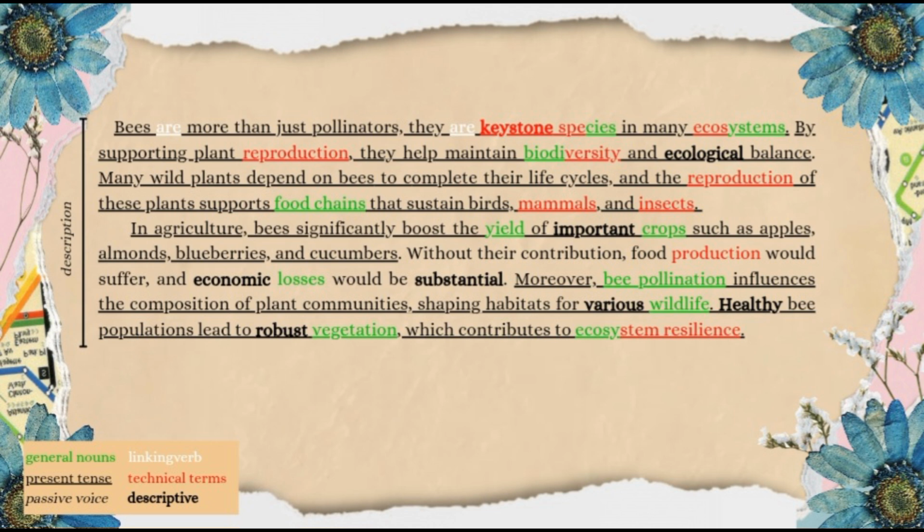Next is technical terms marked with red colors. For example, pollination, reproduction, fertilization, and plant-pollinator interaction, and so on. Next is passive voice marked with italic words. For example, this pollen is transferred allowing fertilization to occur. Next is descriptive. Descriptive is marked with bold words. For example, critical, natural, essential, teeny, highly efficient, extra, different, specialist.